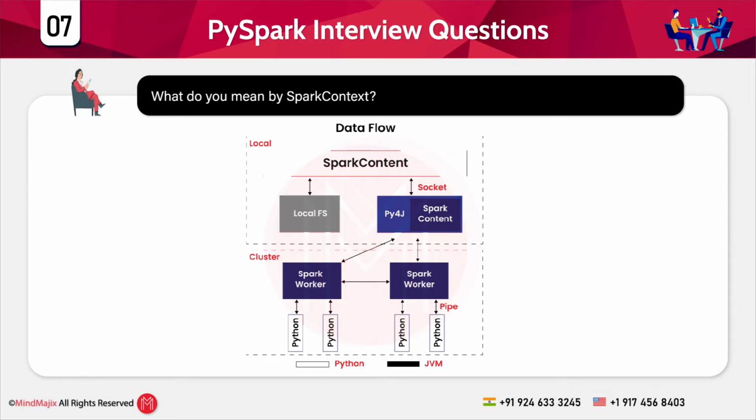And as you can see over here in the local storage, you have the local file storage, and this is the Py4j library, which is a Python library. And here you have the SparkContext. Using the SparkContext, they interact with the help of sockets. So this is the overall data flow of using SparkContext.